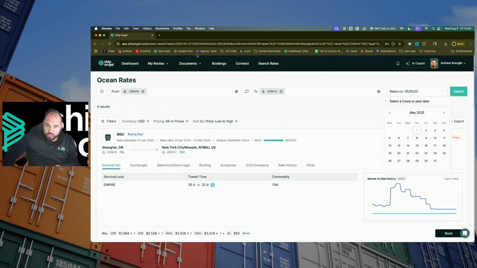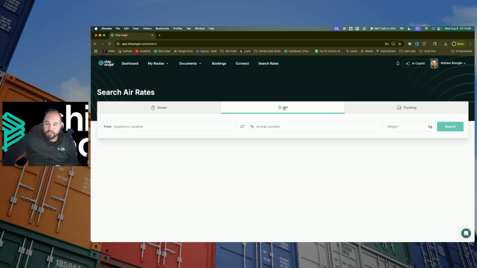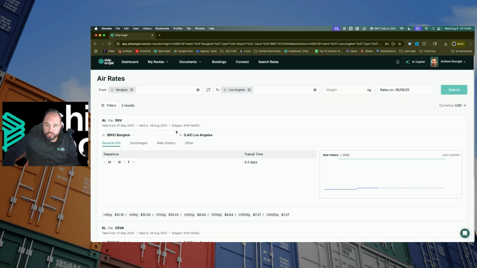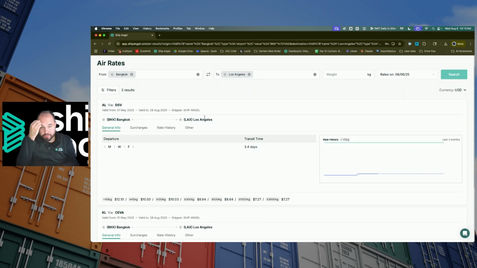So you get this ability to search any origin and any destination for ocean freight, but we also have the ability to do this for air freight. And so I'm going to come in here and look at a shipment in this scenario from Bangkok to Los Angeles. And what the system is able to do is give me that Bangkok to Los Angeles rate card.